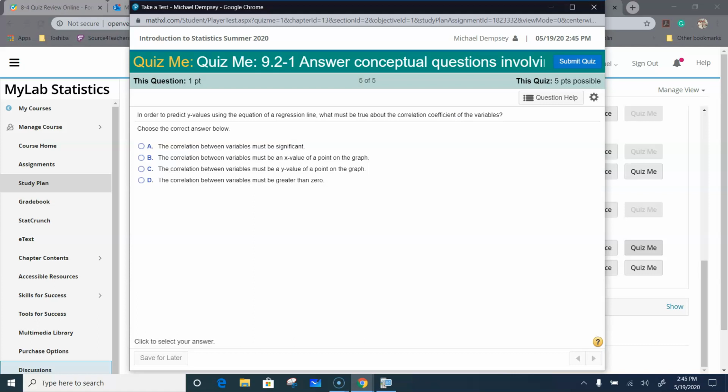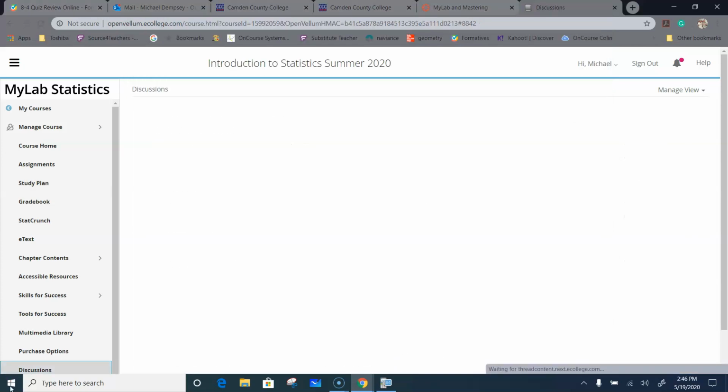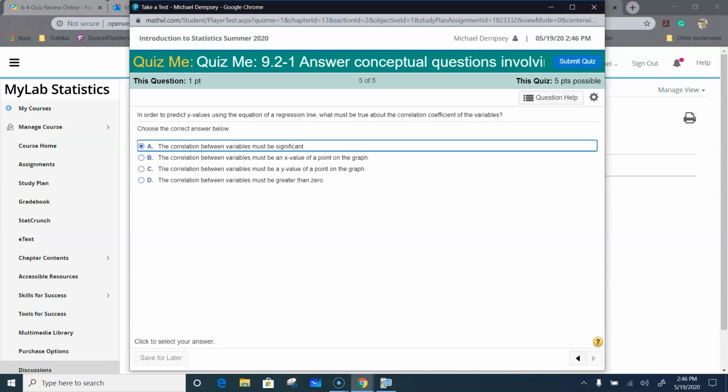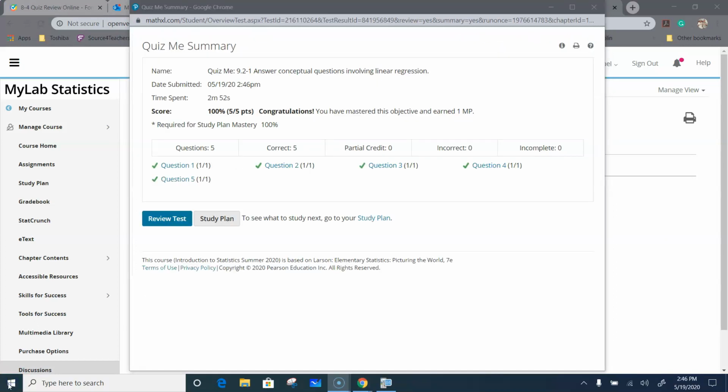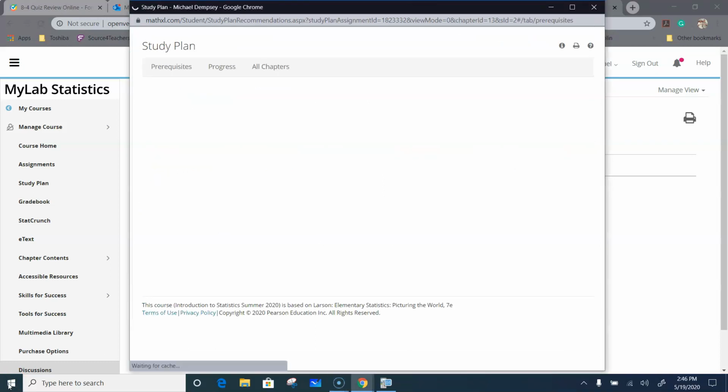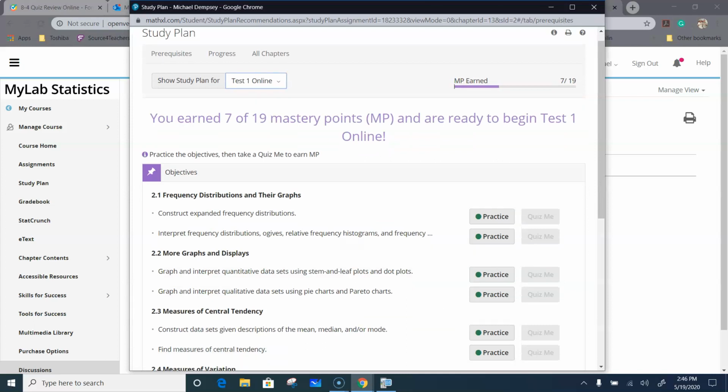Okay. In order to predict y values using the equation of the regression line, what must be true about the correlation coefficient of the variables? So again, not something we focus a whole lot on in this course, but we would want that to be a significant correlation. Looks like we got all of those correct, especially the really wordy one. I was concerned I didn't read everything in there very carefully.